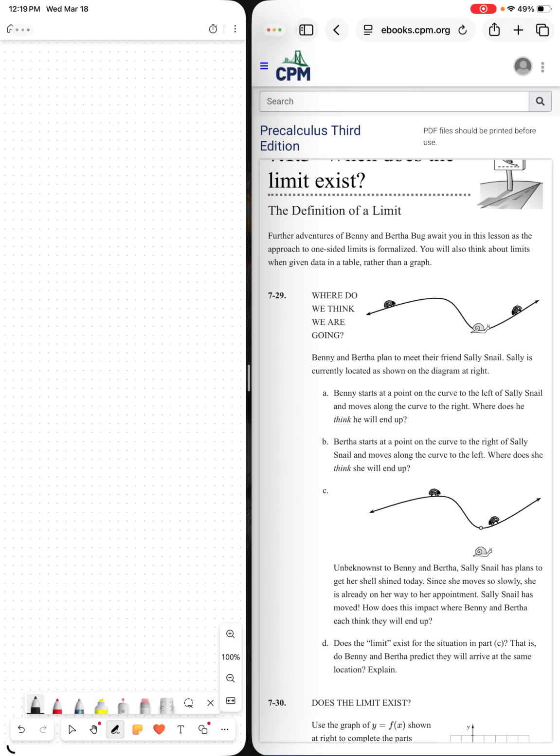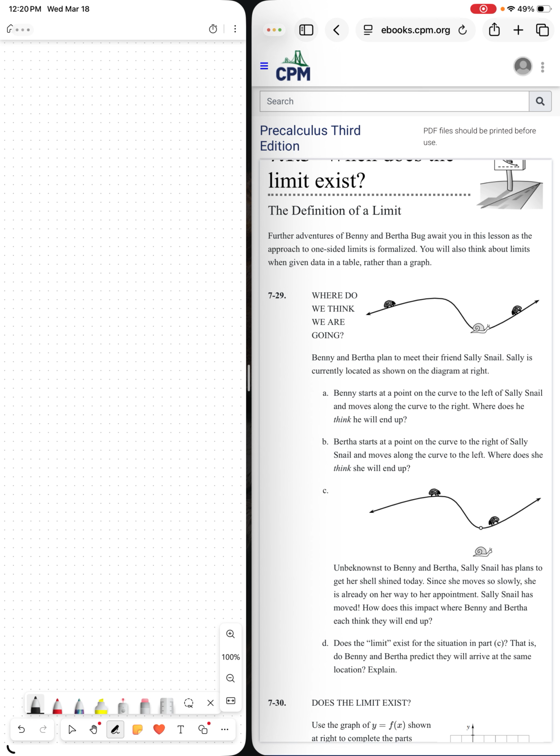So let's start with 29 here. Benny and Bertha plan to meet their friend Sally Snail. Sally is currently located as shown on the diagram. Benny starts at the point on the left. Sally starts on the right. Where do they think they will end up? Well, they'll end up at Sally Snail.